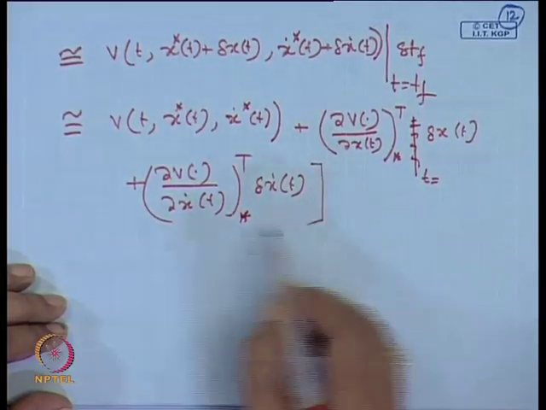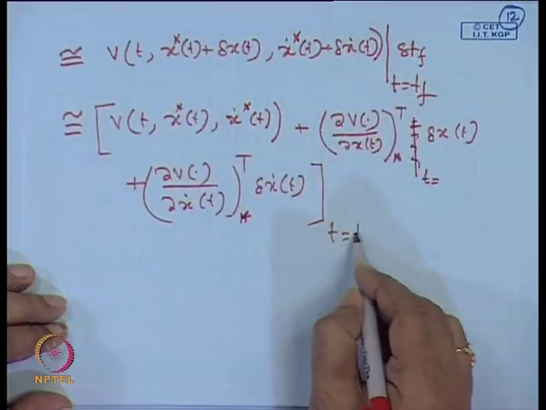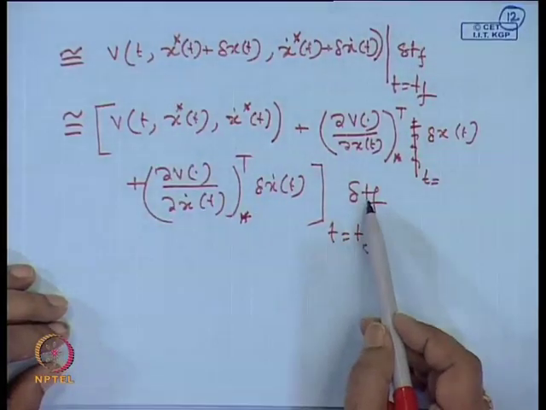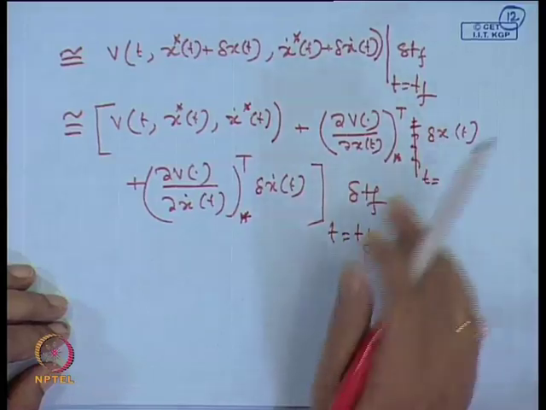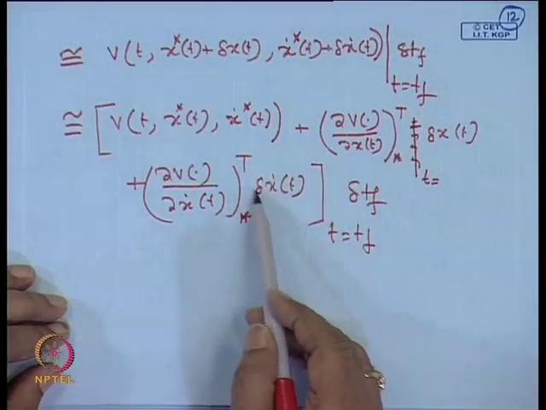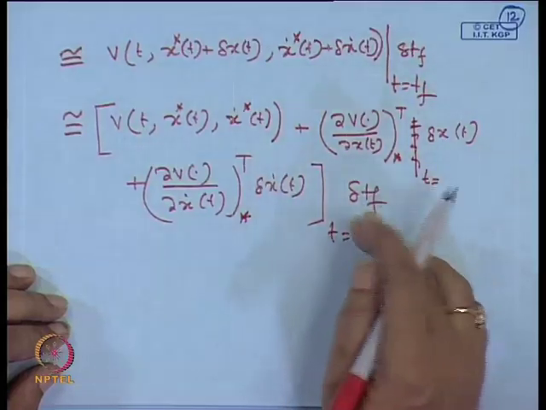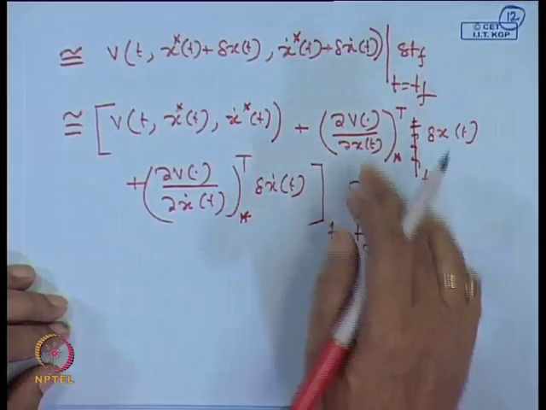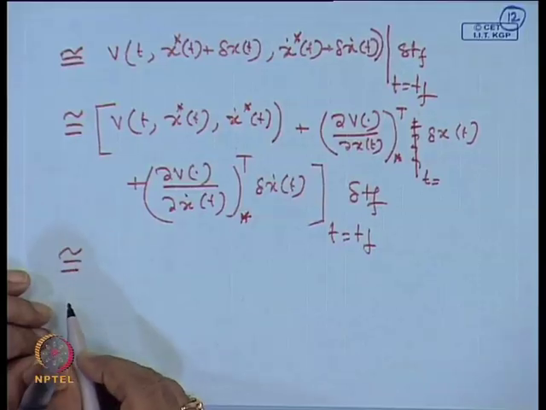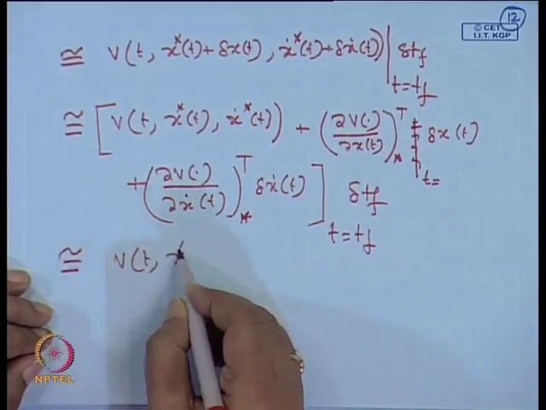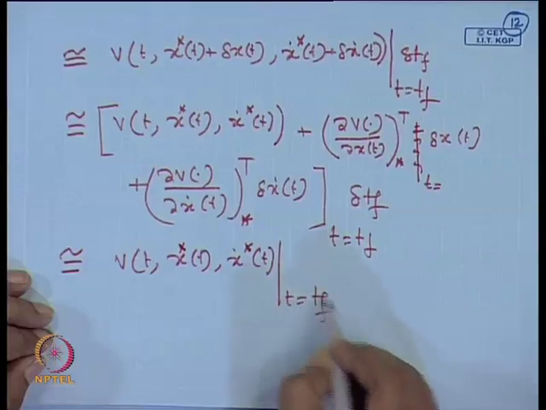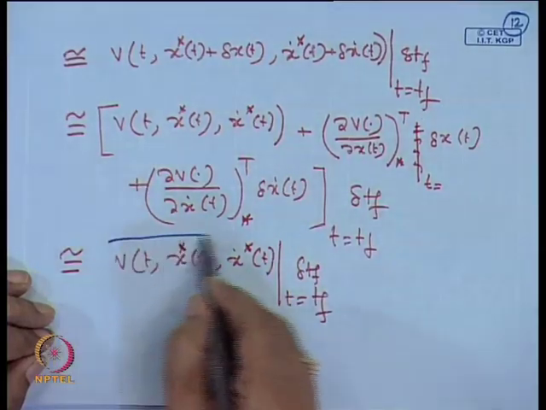That whole thing, if you write from here to here, evaluated at time t equal to T f, is multiplied by delta T f. If I push delta T f here, delta x t into delta T f, both are very small quantities, you can neglect that. And delta x dot t is also very small, delta T f is small, this you can neglect. So, the whole quantity after multiplying by delta x, you can neglect it. The whole quantity after multiplying delta x dot t, you can neglect. So, naturally this is equal to del v x star of t, x dot star of t, at t equal to T f into delta T f, that what we just mentioned from the graph.